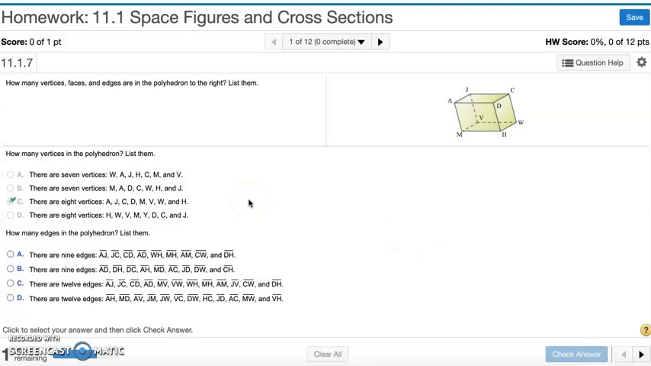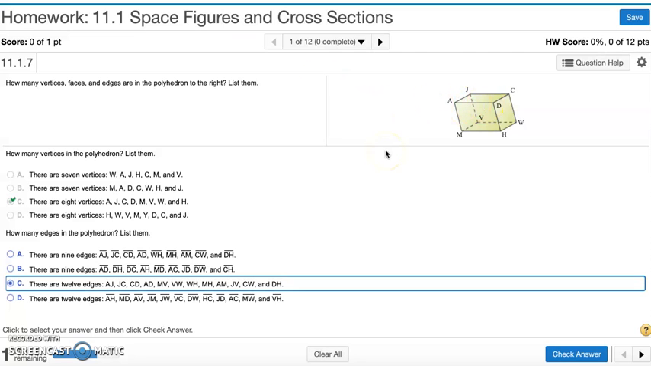Now it wants how many edges there are in the polyhedron. The edges are AD, CD, JC, JA, and so on. Those are edges. There are going to be 12 of them, so we'll say C.